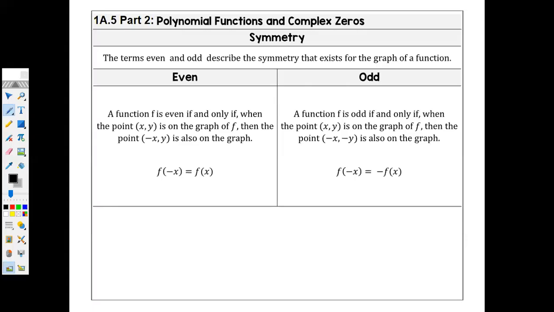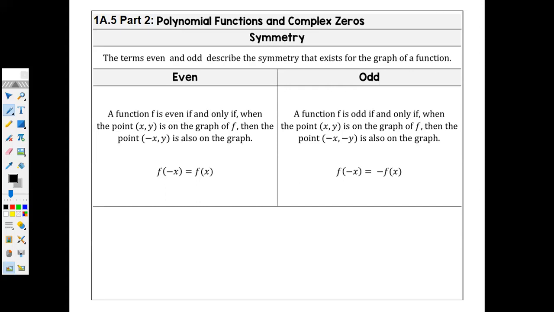We're going to quickly get started here. We are on part 2. Part 2 is talking about the symmetry of your function. The terms even and odd describe symmetry that exists for the graph of a function. Not only are we talking about even and odd degrees, but this is what you're saying, even and odd symmetry. It's saying, how is your function behaving?